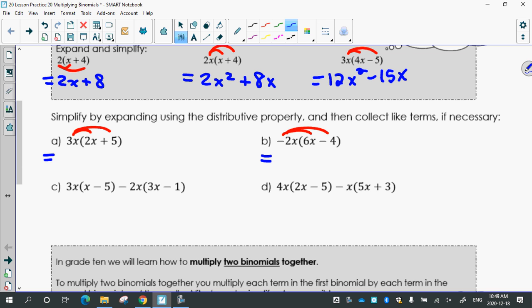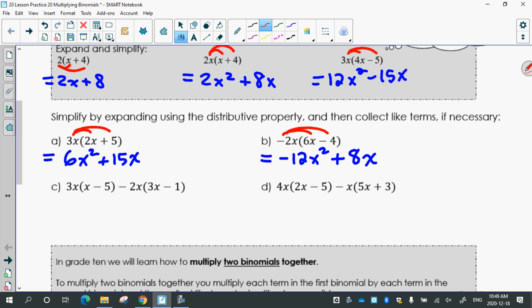So 3x times 2x is 6x squared. And then don't write your sign down until you know if it's positive or negative. 3x times positive 5 is positive 15x. Okay, this x is what people forgot in grade 9. Okay? Negative 2x times positive 6x is negative 12x squared. Don't write a sign down. Negative 2x times negative 4. Negative times negative is positive 8x. Okay?